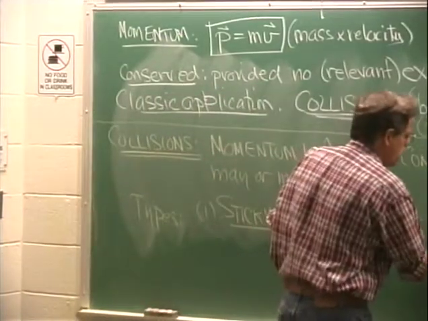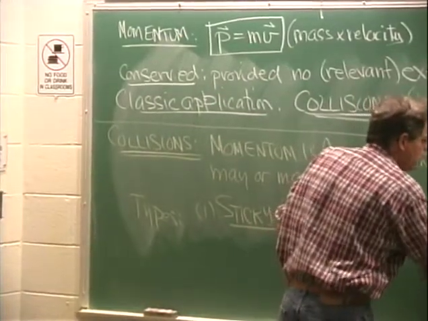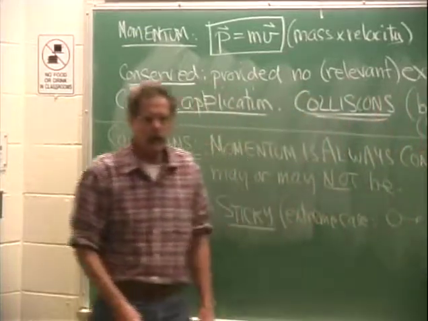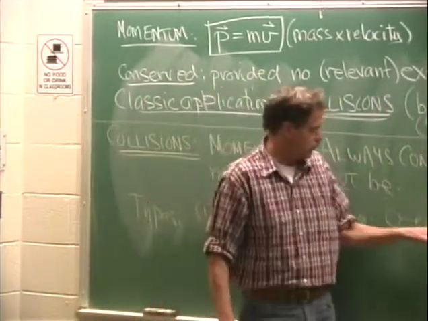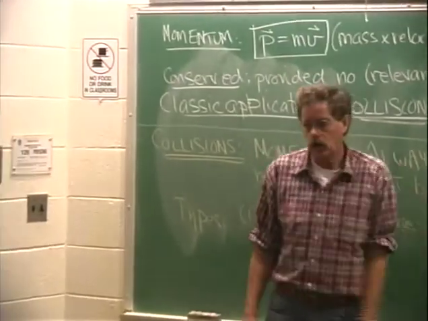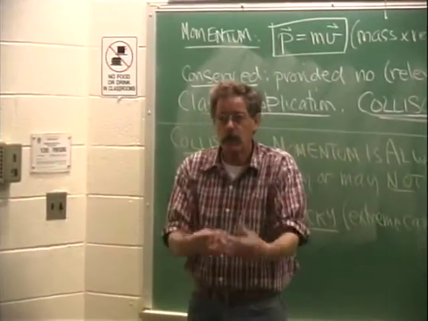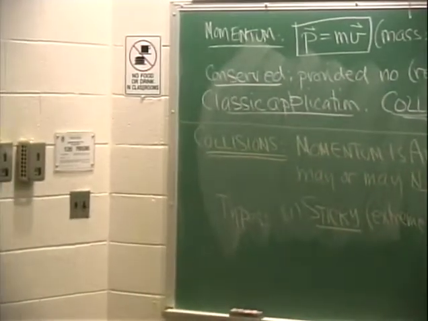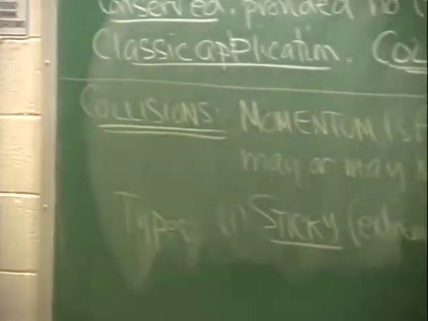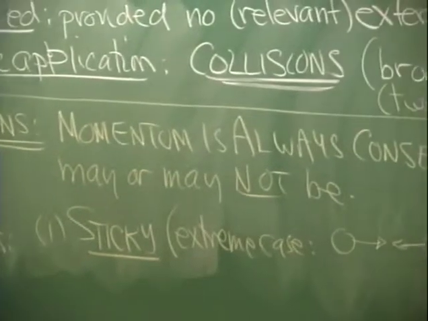So there's a scene before, and the scene afterwards is a single lump of clay, and by conservation of momentum, because this was symmetrical, the total momentum before was 0, so the total momentum's got to be 0 afterwards. That lump is just sitting there. That is an extreme case of a sticky collision. Just two things come together and they stick.